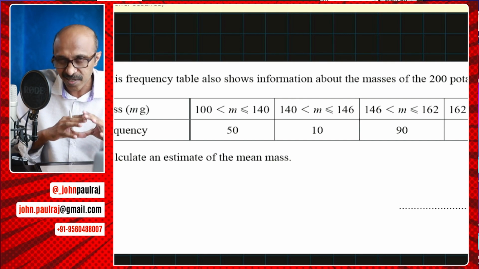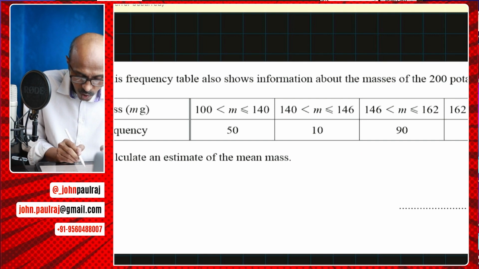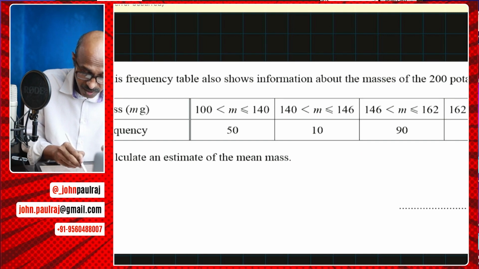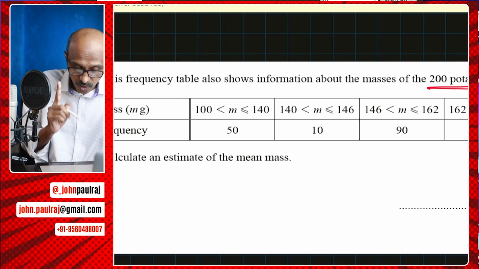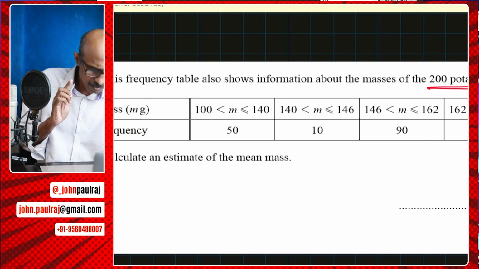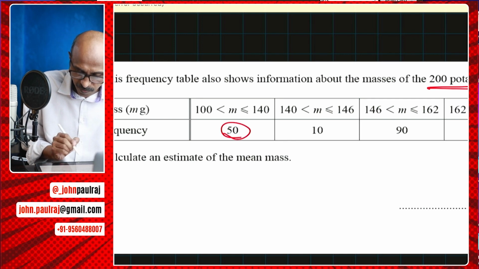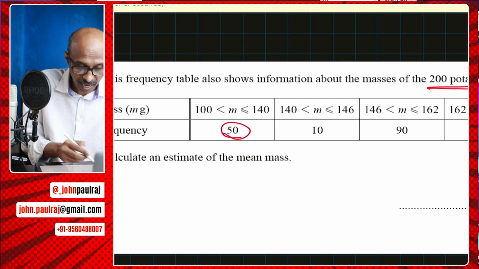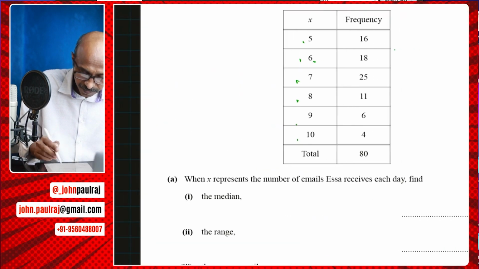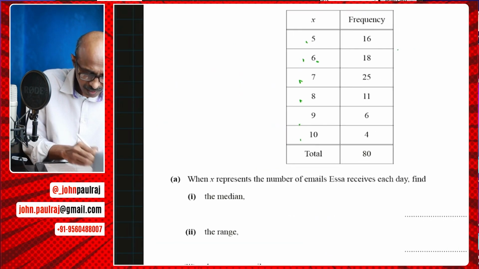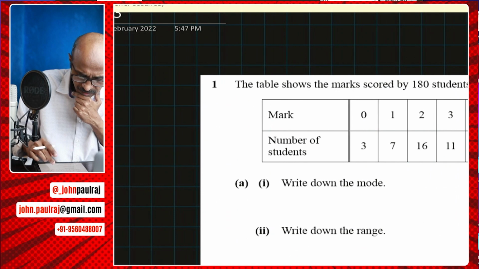They call it a frequency distribution, like a frequency table, showing you how many potatoes, that's in the context of the question, how many potatoes in that group of 100 milligrams to 140 mg, there are 50 such potatoes. So that's grouped as opposed to ungrouped. Let's see any other question where they've given, yeah, there you go.